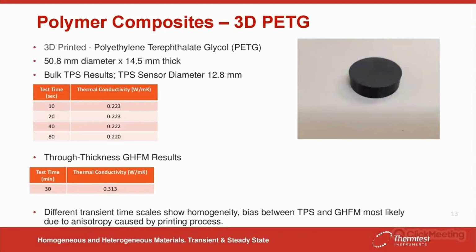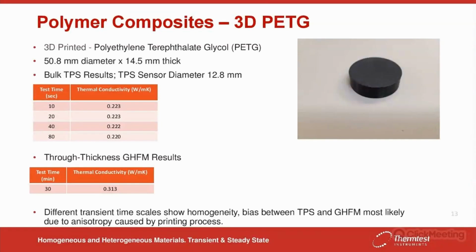So here, this material is homogeneous on a scale of between 10 and 80 seconds. The results change very little. We measured that same sample with GHFM, which is on a time scale of about 30 minutes, and resistance-based thermal conductivity was indeed higher. Again, the through-thickness GHFM result is guarded against lateral heat loss.